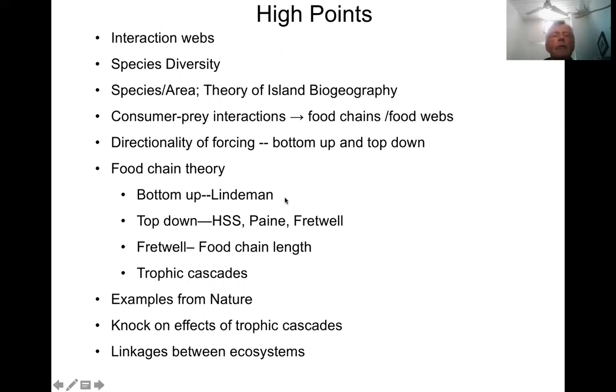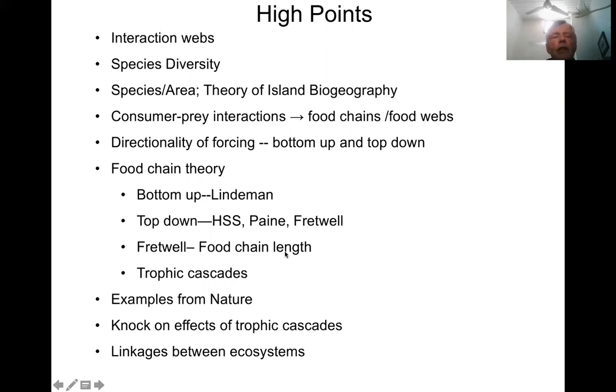I told you a little bit about Ray Lindeman's ideas and work, the 10% rule, which has come to be the foundation of what we call ecosystem ecology, and top-down forcing, the ideas of Hairston, Smith and Slobodkin, the green world hypothesis, Bob Paine, Steve Fretwell, the ideas that have come to be part of what we call food web ecology or species ecology. We talked about Fretwell's food chain length theory, odd and even length food chains, and the predictions of that theory on how plants are influenced by herbivores in nature.